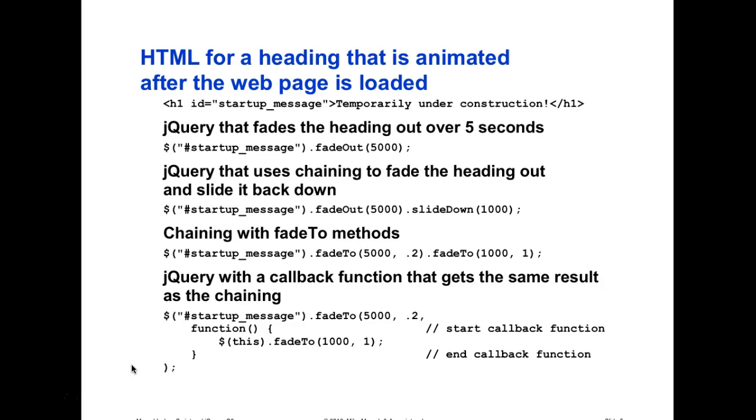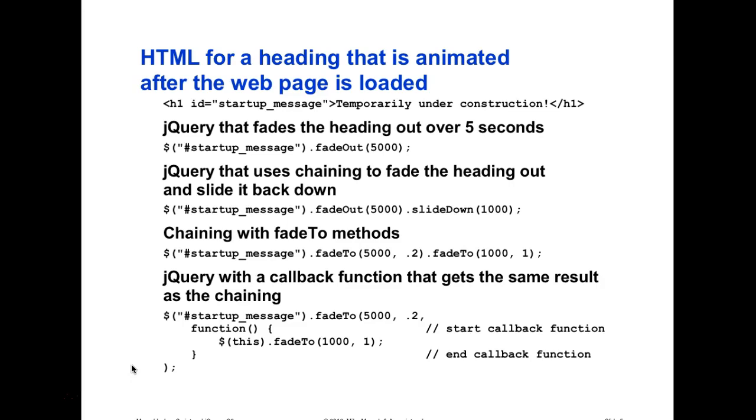So you'll see that again that fade to is just a little bit different because it has the second parameter. And here we see startup message fade to. We have 5,000 milliseconds and a 1/5 or 0.2 opacity, and then it fades to in 1 second a full opacity. So we're going from transparent, almost completely transparent at 0.2, and then fully visible. That's the fade to method chained.